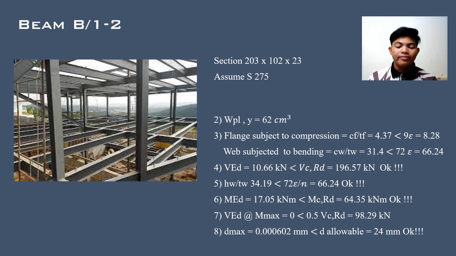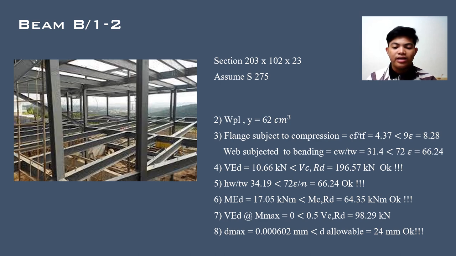step 2 until step 8. First, the section we already used is 203 x 102 x 23 and we assume S275. For the second step, Wpl,y equals 62 cm². For step 3, flange subject to compression, c/tf equals 4.37 is less than 9 equals 8.28.